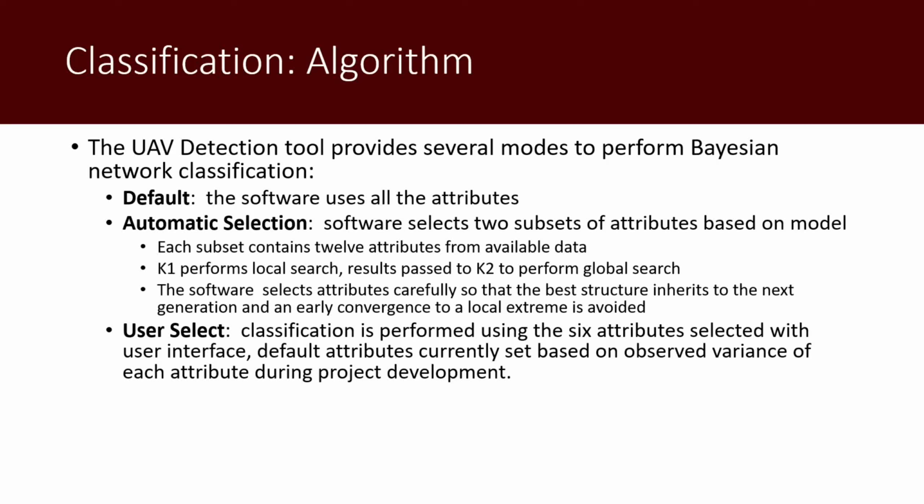The user select would allow the user or analyst to choose 6 channels based on the cosine similarity matrix or the information from the box plots to determine the best candidates.